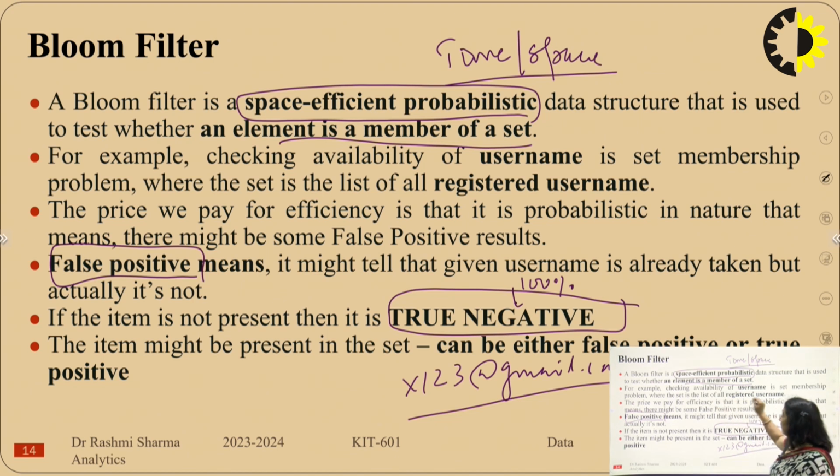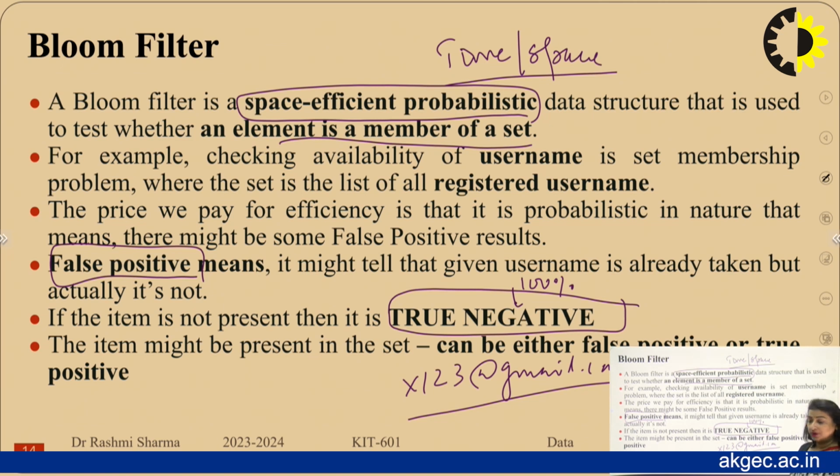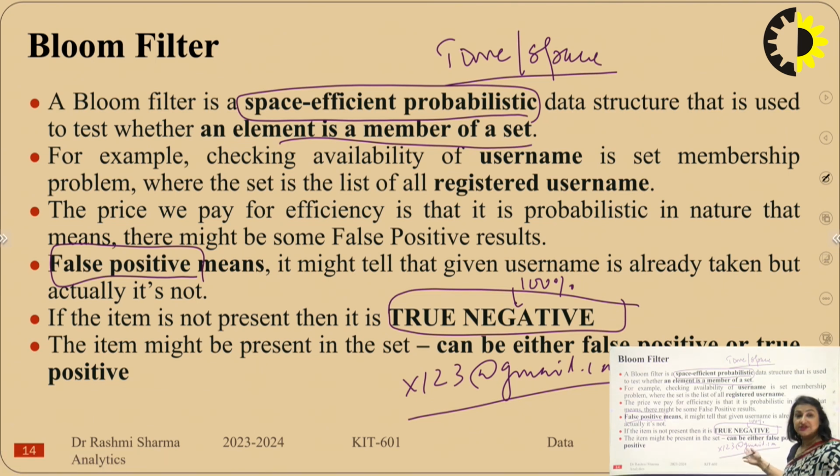For example, checking the availability of username, as I gave you the example. False positive means it might tell you that the given user is already taken, but actually it is not, as I gave you the example of this email ID. So it doesn't give the 100% surety for the false positive, but it gives 100% surety for the true negatives. So the item might be present in the set, can be either false positive or true positive. True positive means actually this address exists. And if it doesn't exist, but it told me that it exists, that is a false positive.